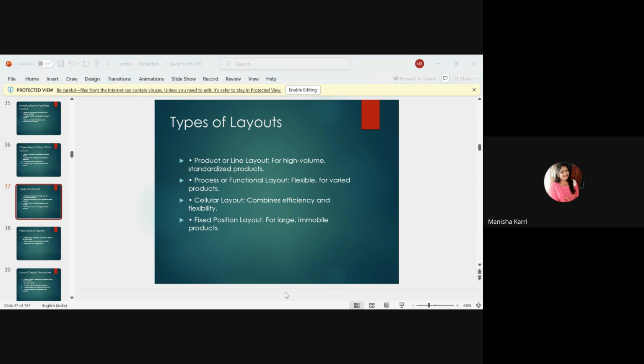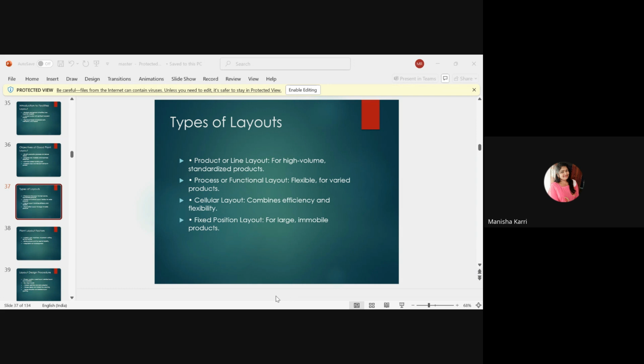And coming to the process or functional layout, it is a layout where similar processes or machines are grouped together. For example, a bakery with separate areas for mixing, baking, and decorating different kinds of baked goods is called a functional layout or a process layout. We can call it both.